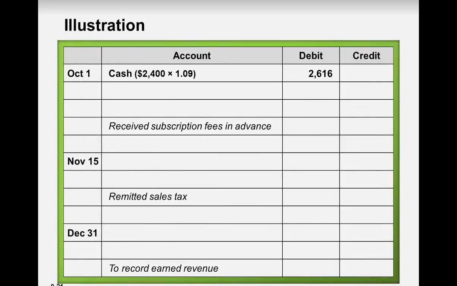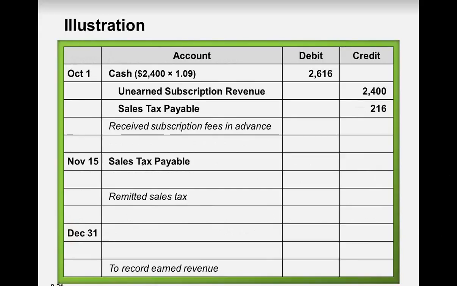On October 1st, we received the cash of $2,400 plus 9% sales tax, and we recorded that as an unearned revenue and sales tax payable. The unearned revenue was the $2,400. The sales tax payable is the $216. On the 15th, we remitted the sales tax. So we reduced our liability for sales tax payable by the full amount and paid cash.